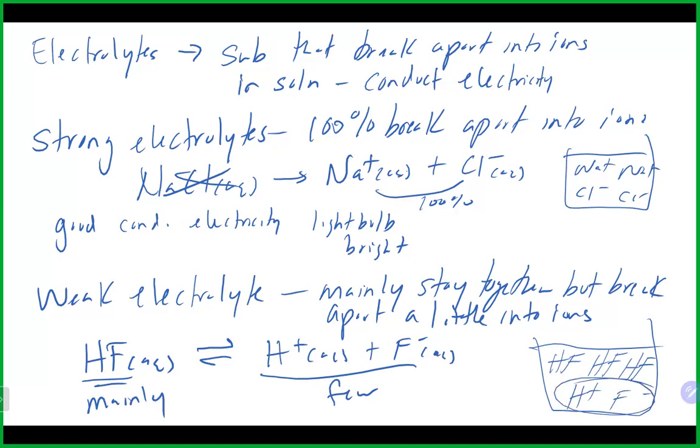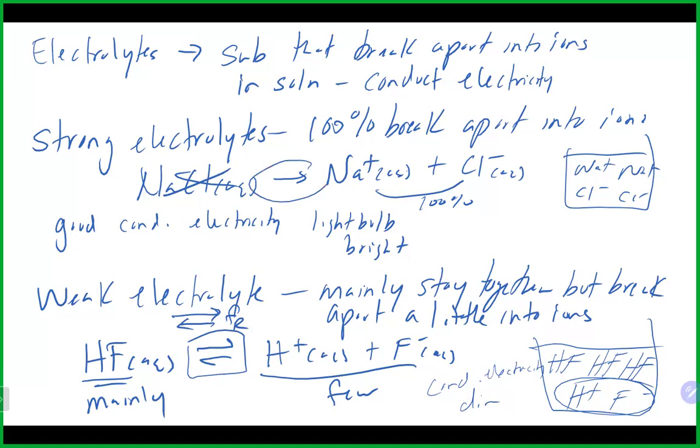Since it's able to still produce a few ions, it's able to conduct electricity, but it would be very dim. In the light bulb example, it would turn on, but it looks like it's dying and not a lot of electricity is happening. This again is those reversible reactions we talked about in chapter 17 in more detail. Again, it has a forward direction and a reverse direction, and it will reach equilibrium when those rates are the same.